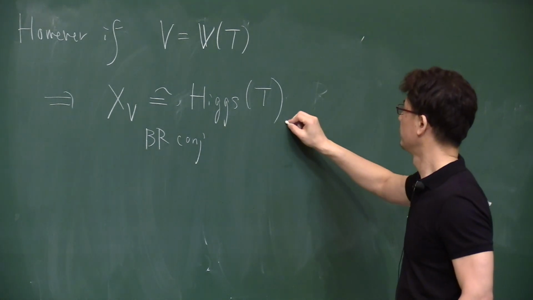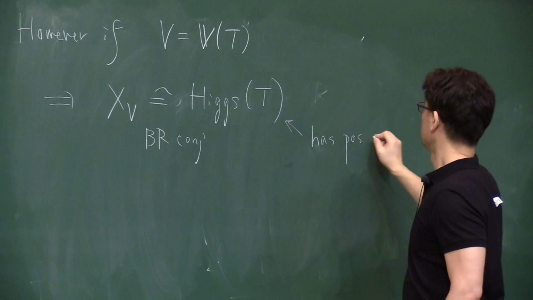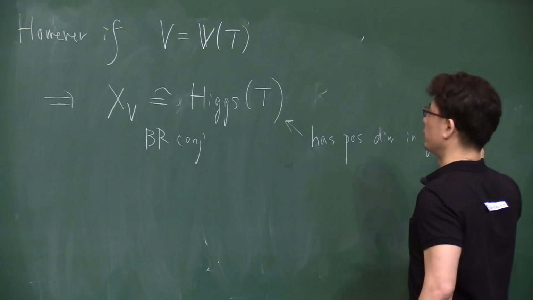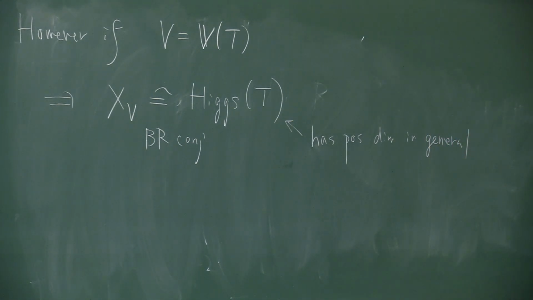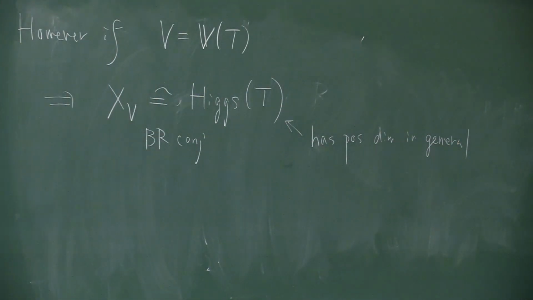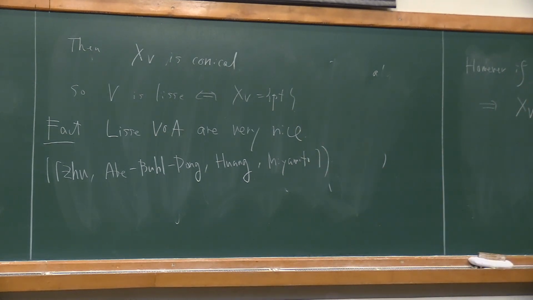There are some cases when the Higgs branch is a point, but this is not the whole case. There are many more interesting cases with non-trivial Higgs branches. So somehow we need to extend what these people did to non-lisse vertex operator algebras.